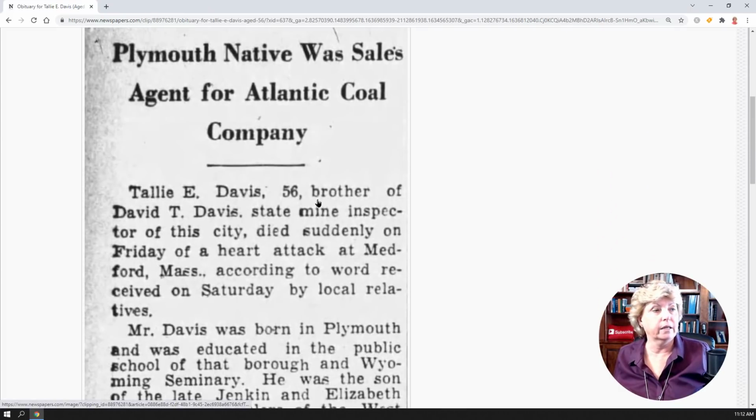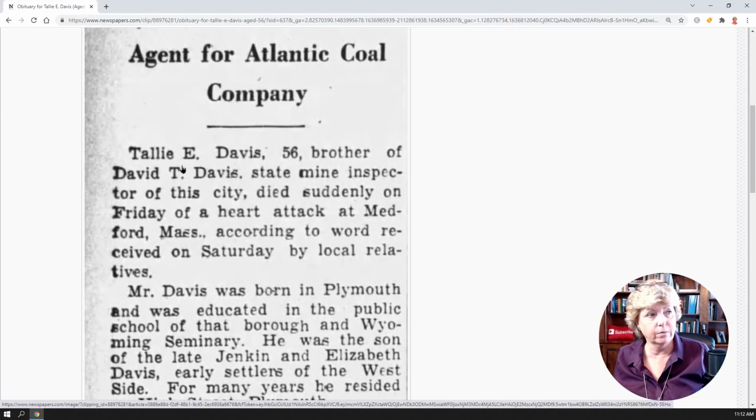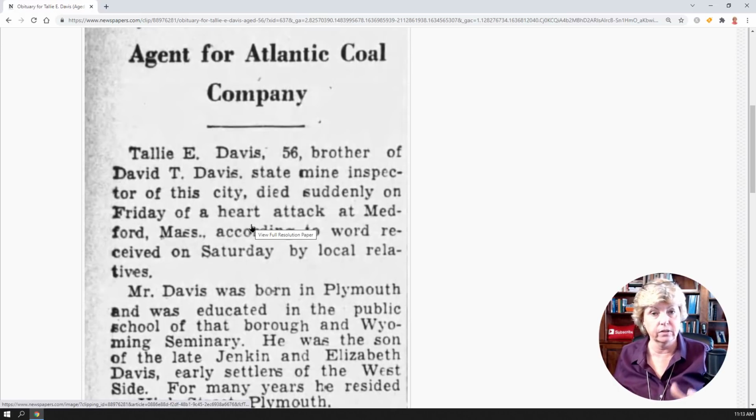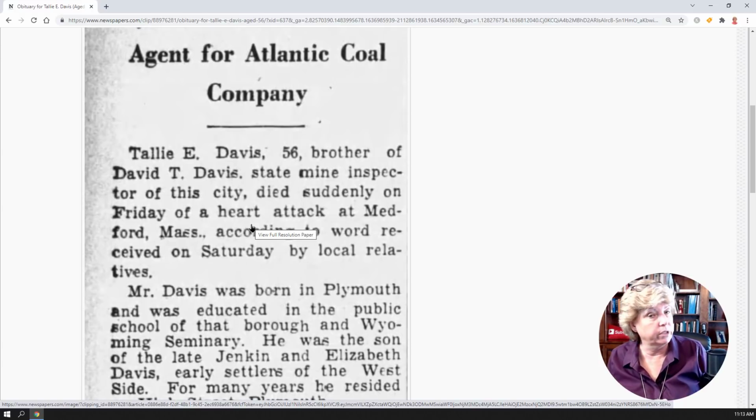All right. It says Tally E. Davis, 56, brother of David T. Davis. So he has a brother. The brother has a middle initial, which is another clue that the middle name needs to be investigated for the brother. The brother was the state mine inspector of this city, which the way this is written gives me the indication that this guy was really something big, right? The brother, David T. Davis, was prominent for some reason. And being the state mine inspector, he probably was kind of a big deal, right?